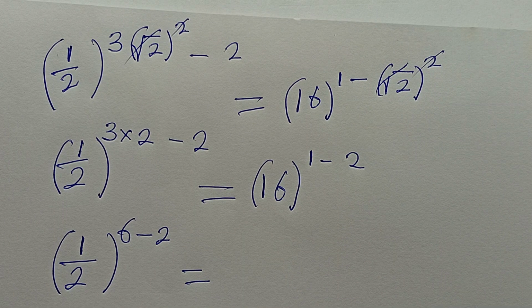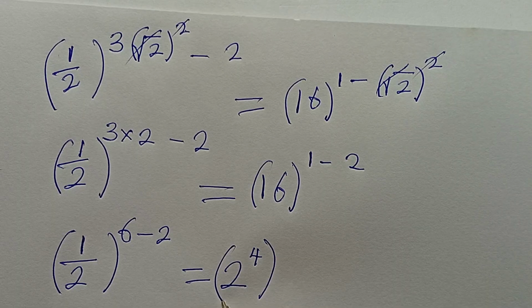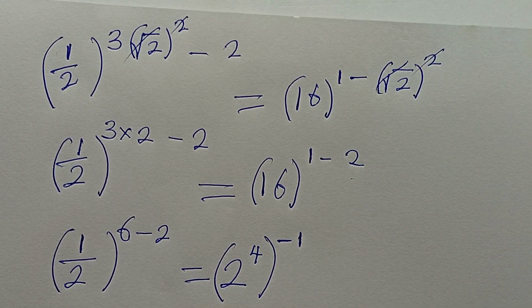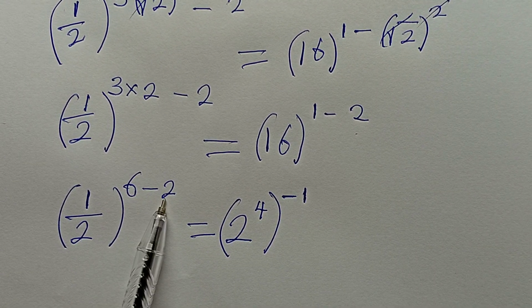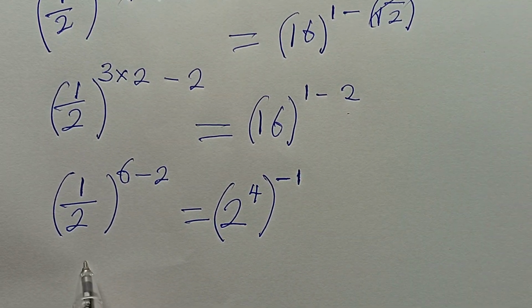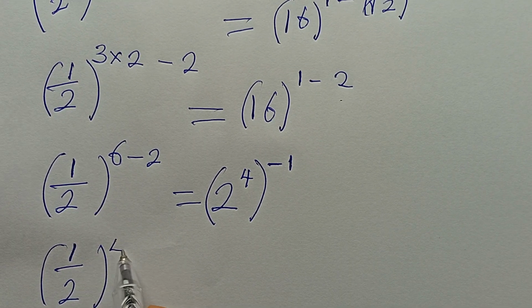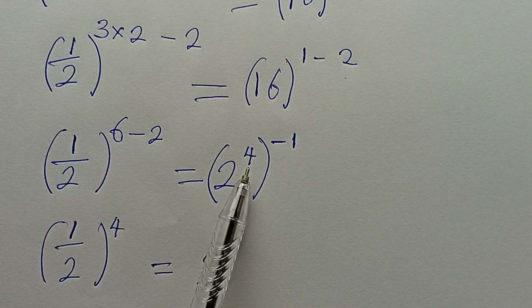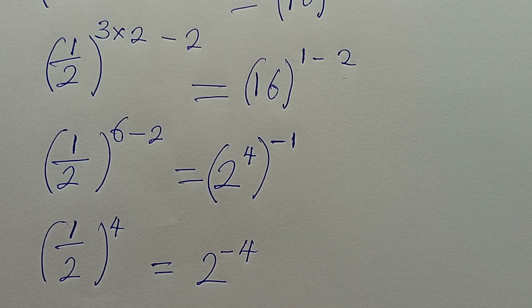We know 16 can be expressed as 2 to the power of 4. So we have 2^4 all raised to the power of 1 minus 2, which gives us minus 1. Now 6 minus 2 gives us 4, and so we end up with (1/2) to the power of 4 equal to 2 to the power of minus 4, applying the law of indices.